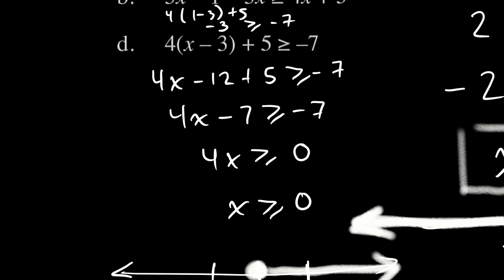In fact, if I was to plug in a point to the left, let's just plug in negative 1. This is going to become 4 times negative 1 minus 3, which is negative 4. Negative 4 times 4 is negative 16. And negative 16 plus 5 is negative 11. And you know what? Negative 11 is not, that is not true. Negative 11 is not greater than negative 7, right? Negative 11 is smaller. So definitely we're shading off to the right.